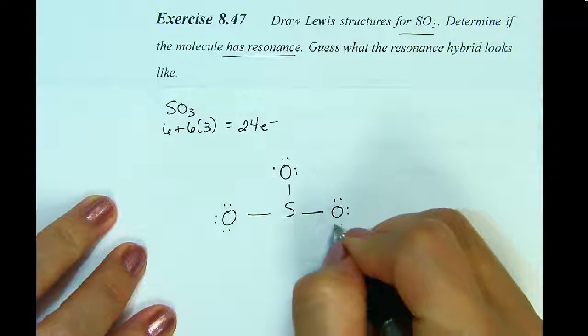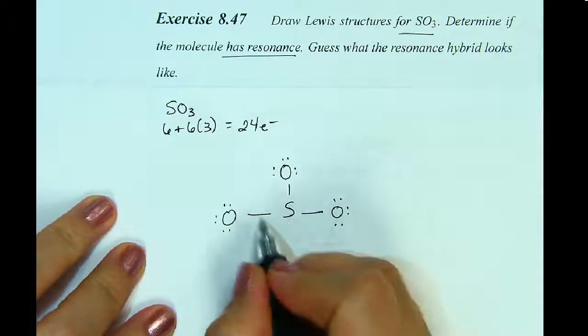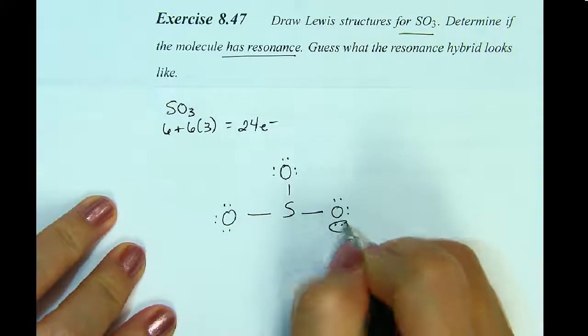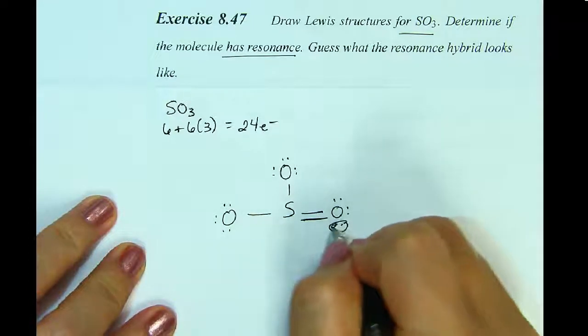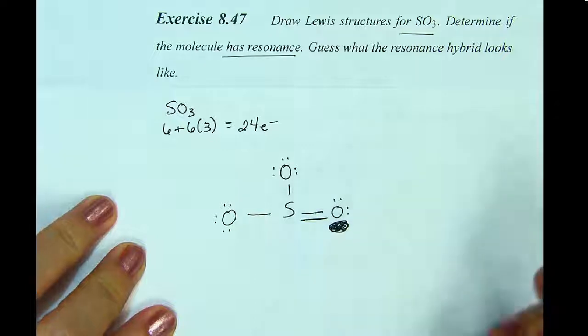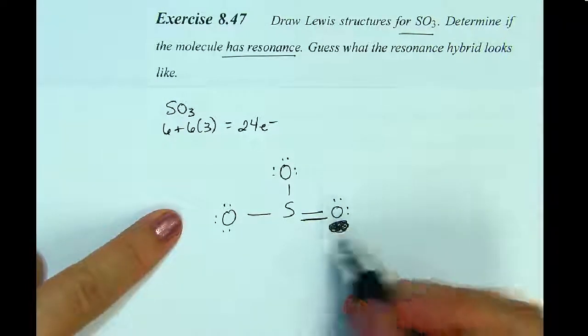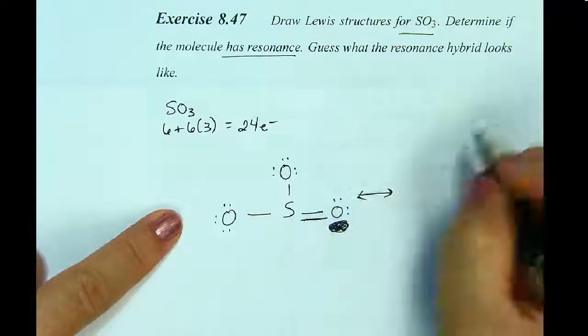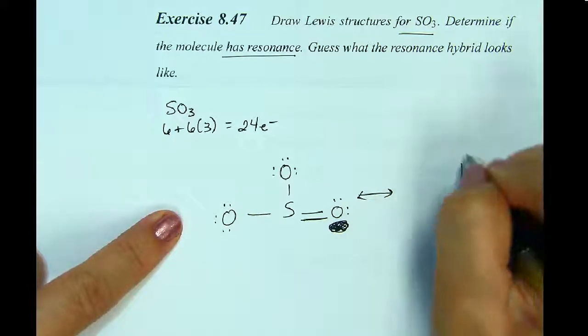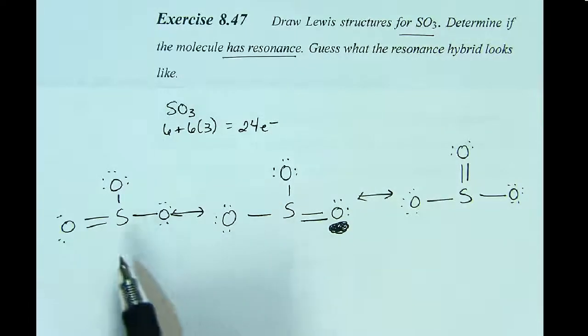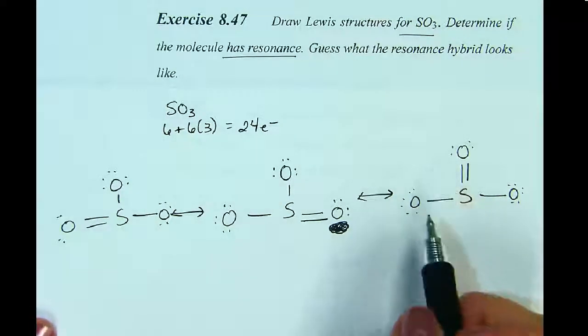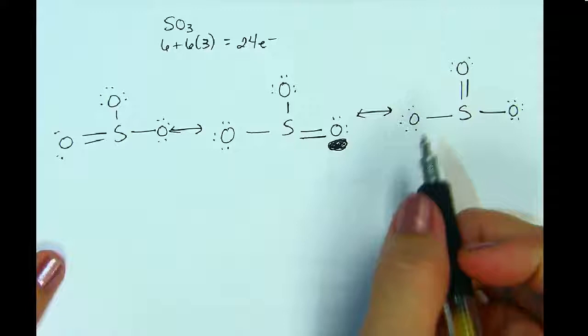Now I have my total valence, but notice we do not have an octet on the sulfur, which means that this pair of electrons actually acts as a double bond between the sulfur and the oxygen. So now I could have my double bond here, or I could have the double bond in the other location. So these are the 3 different places that you could have this double bond. So what would the resonance hybrid look like?